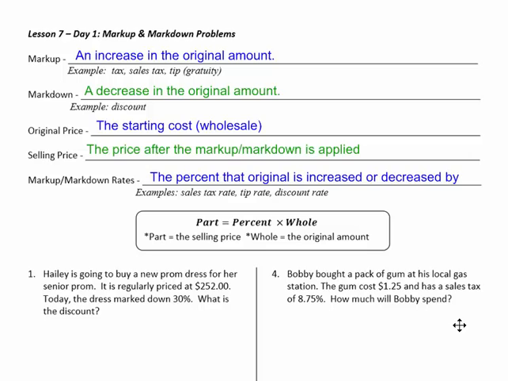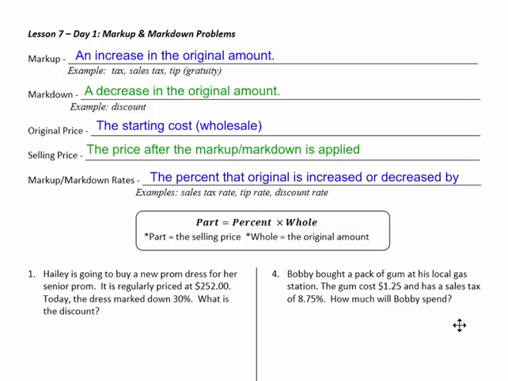Okay, so today, ladies and gentlemen, we're going to be taking a look at markup and markdown problems, which are very similar to percent increase and decrease problems. It's just that we're now talking specifically about prices. A markup is an increase in the original amount. A markdown is a decrease in the original amount. And there are some examples there.